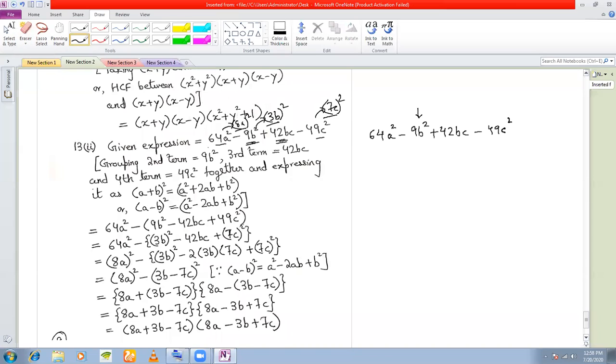The reason why I'm choosing these 2 squares is because see, I have a bc here, right? And I have a b square here, I have a c square here. That is why I am choosing these 2. Because if I choose this as my a square, 3b square, and this as my b square, 7c square, then this might just be my 2ab term.